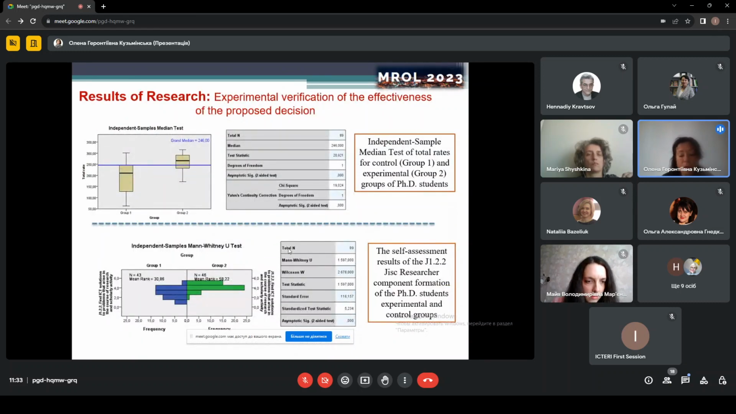Comparing the results of the survey of the participants of the experimental and control groups, you can see these results on this slide. It should be noted that the students of the experimental group showed better results overall. So we reject the null hypothesis. The likelihood of observing such a significant difference due to random chance alone is extremely low.